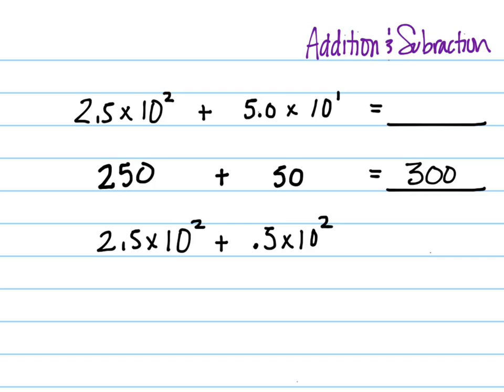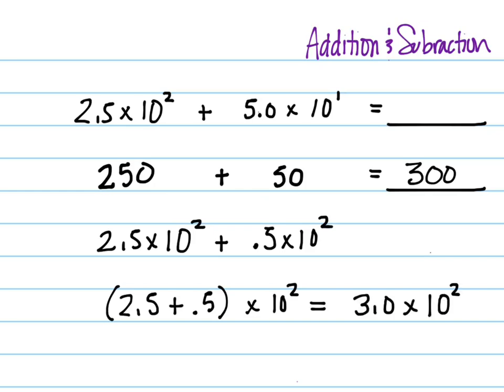Wait a minute, Moser. I thought you said that everything had to have a coefficient with a single digit between 1 and 9 in front of the decimal. Well, yeah, when you're writing your final answer. But in these intermediate stages of addition and subtraction problems, you'll generally have one number that is not in correct form. It's okay. That allows us to then take the coefficients, 2.5 and 0.5, and add those and multiply the entire thing by our 10 to the second. And what does that get us? 3 times 10 to the second, otherwise known as 300.